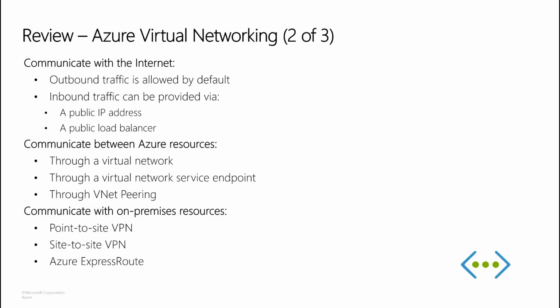Then you can do the same thing via a virtual network service endpoint. You can extend your virtual network private address space and the identity of your virtual network to Azure service resources such as storage accounts and SQL databases, via a direct connection. Service endpoints allow you to secure your critical Azure services only to a virtual network.